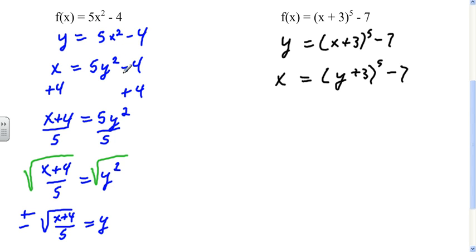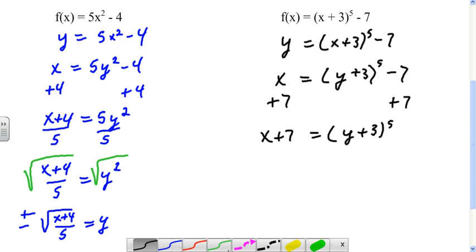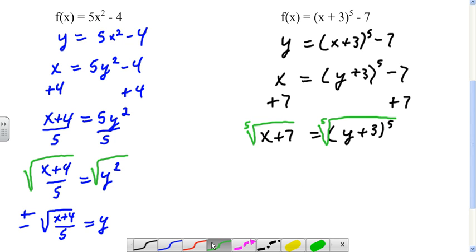Just like over here where we moved the 4 first, we're going to move the 7 first. So we're going to add 7 to both sides, do the opposite. So x plus 7 equals the quantity y plus 3 raised to the 5th power. And then to get rid of the exponent here, we are going to take the 5th root of both sides. Because this is to the 5th power, we did the square root before because it was to the 2nd power. So in this case, because of the 5th power, we're going to do the 5th root.